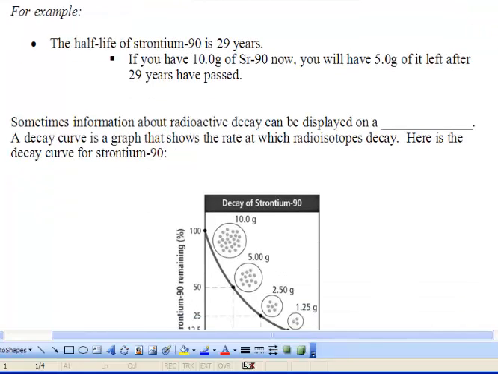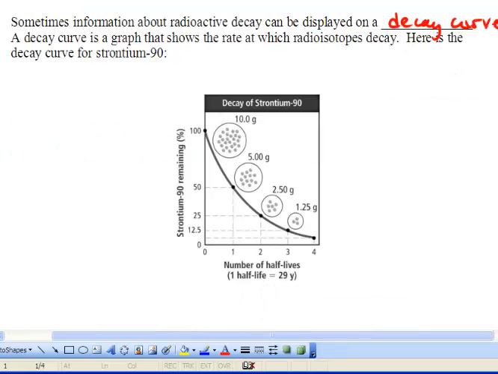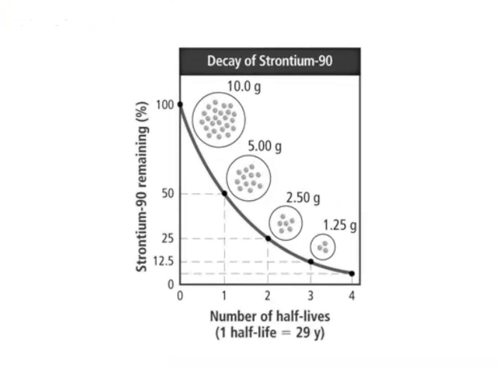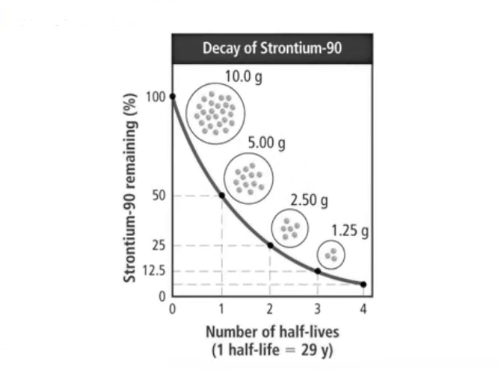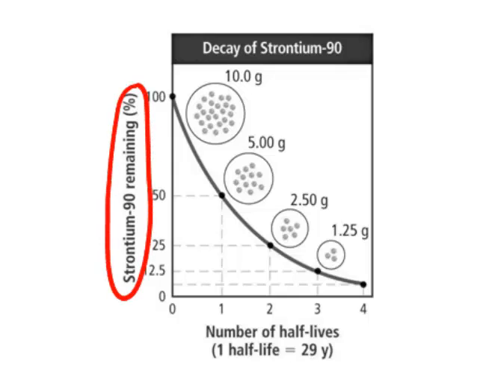Sometimes information about radioactive decay can be displayed on a decay curve. And this is really cool because it looks exactly the same for every single radioisotope. So the decay curve is a graph that shows the rate at which radioisotopes decay. Here's the decay curve for strontium-90. On the left-hand side, we've got the percentage of strontium-90. We always start at 100. Next, we've got half-lives.